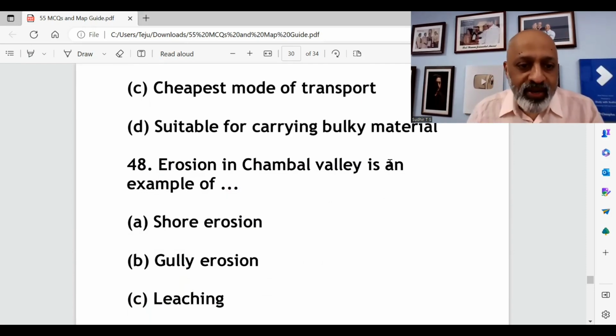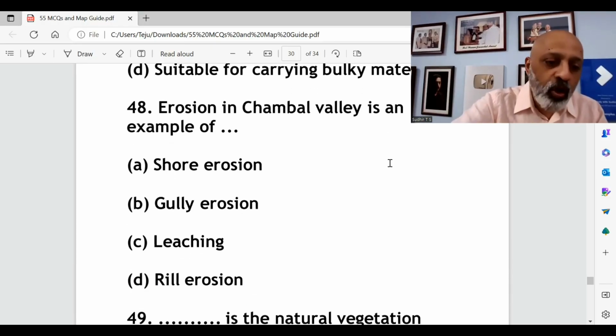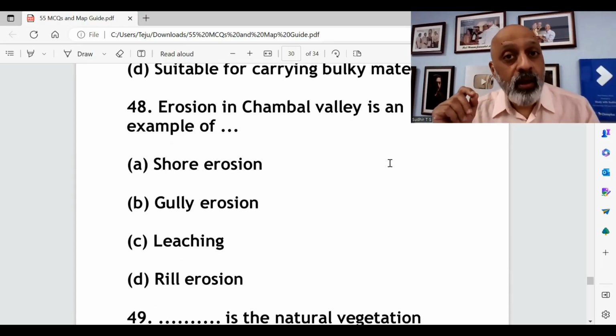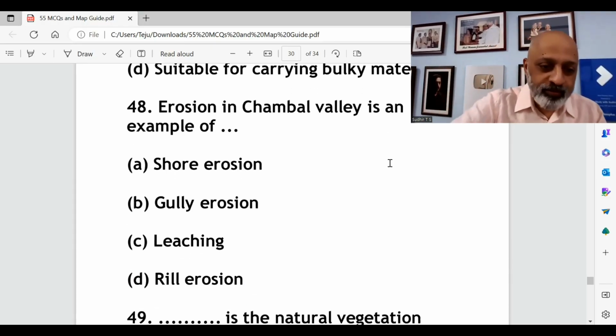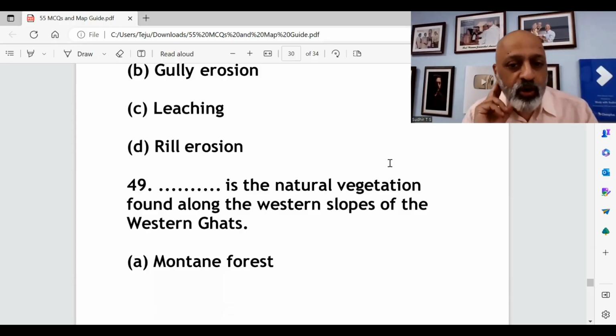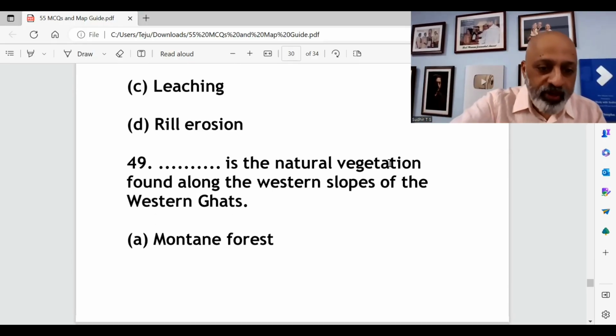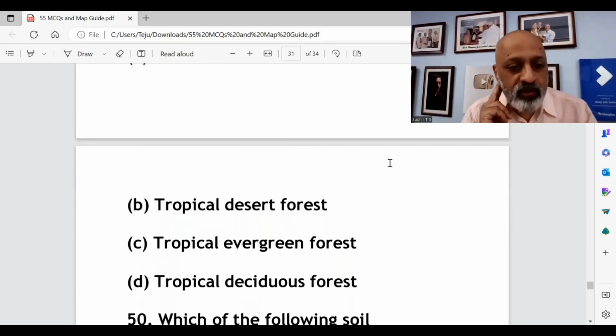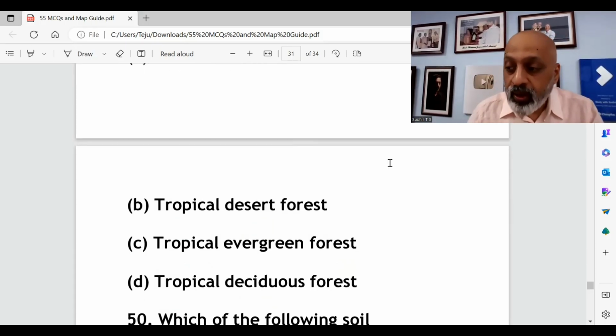Erosion in Chambal Valley is an example of what? Is it an example of shore erosion, gully erosion, leaching, or rill erosion? The correct answer is gully erosion. 49. Is the natural vegetation found along the western slopes of the Western Ghats? Is it montane forest? Is it tropical desert forest? Is it tropical evergreen forest? Or is it a tropical deciduous forest? Option C, tropical evergreen forest.